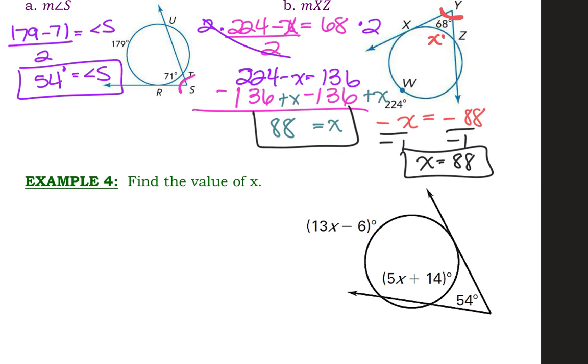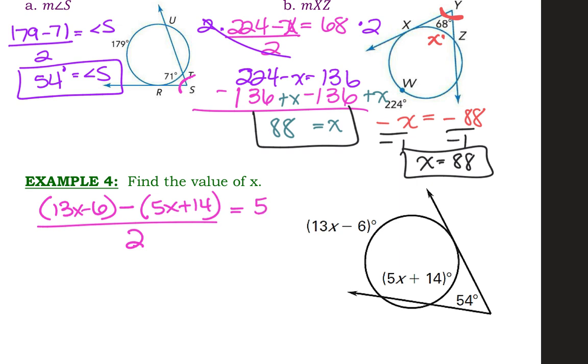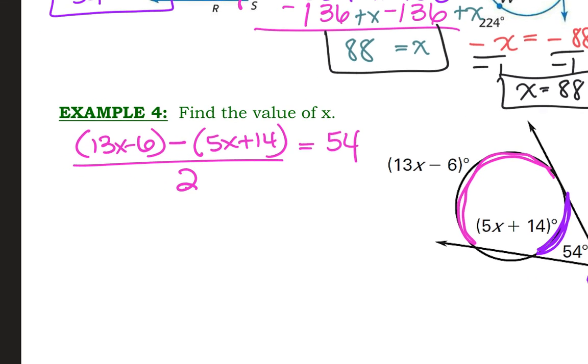So what is our major arc here? Thank you, 13x minus 6. So we're going to have 13x minus 6. And then minus, what's the minor arc inside? Plus 14. All of it divided by 2 should give me 54. Okay, so same thing we did. Here's the major arc or the big arc minus the small one divided by 2 should give me the outside angle.